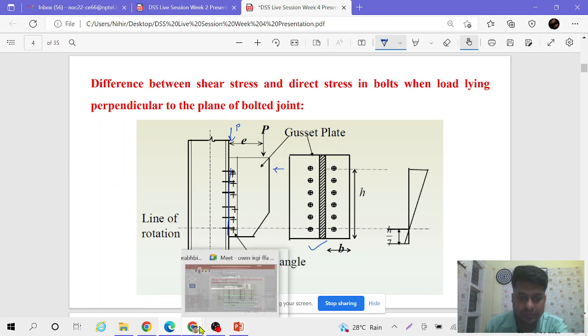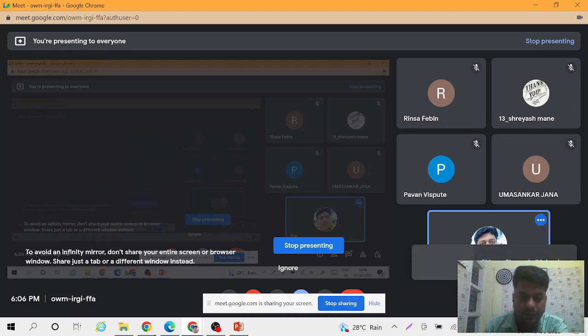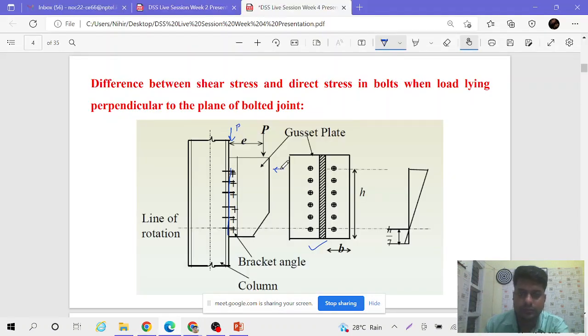At what plane will shear stress generate? Shear stress will generate on the cross-sectional area of the bolt, and most of the students are aware of this. So on this plane, on the cross-sectional area of this bolt, shear stress will generate.